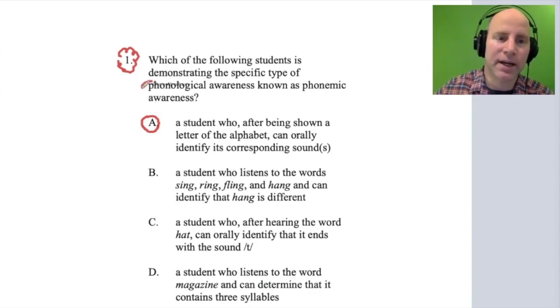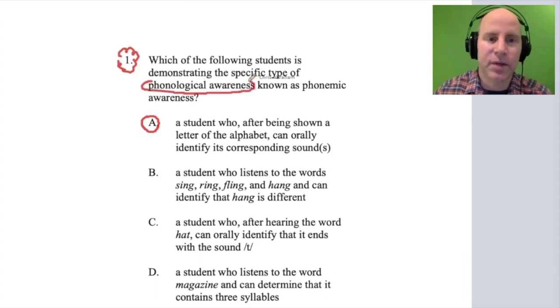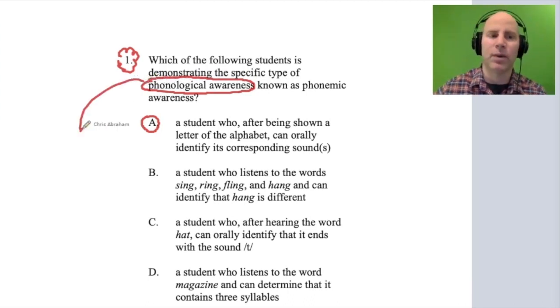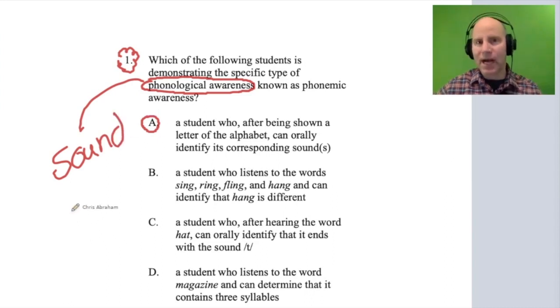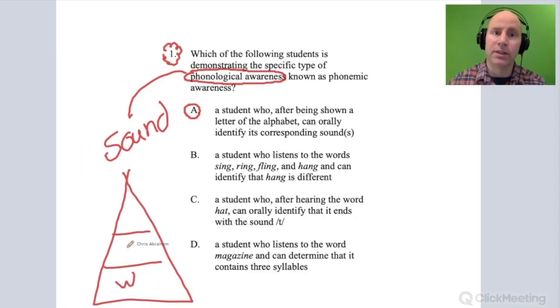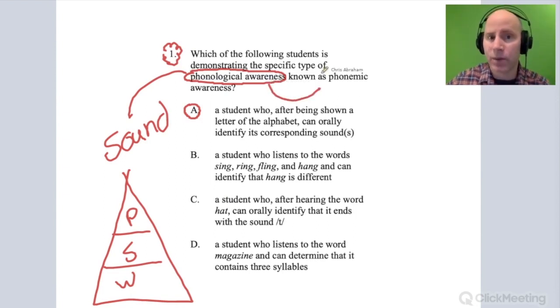First, let's highlight some major ideas. Now we don't know the age, but we do know it has to do with phonological awareness. So phonological awareness is a sound thing. When we think of hearing sound, we think on 3 levels. What are the 3 levels? Well, we have the word level, the syllable level, and the phoneme level. And we're looking for a sound thing involving phonemic awareness.